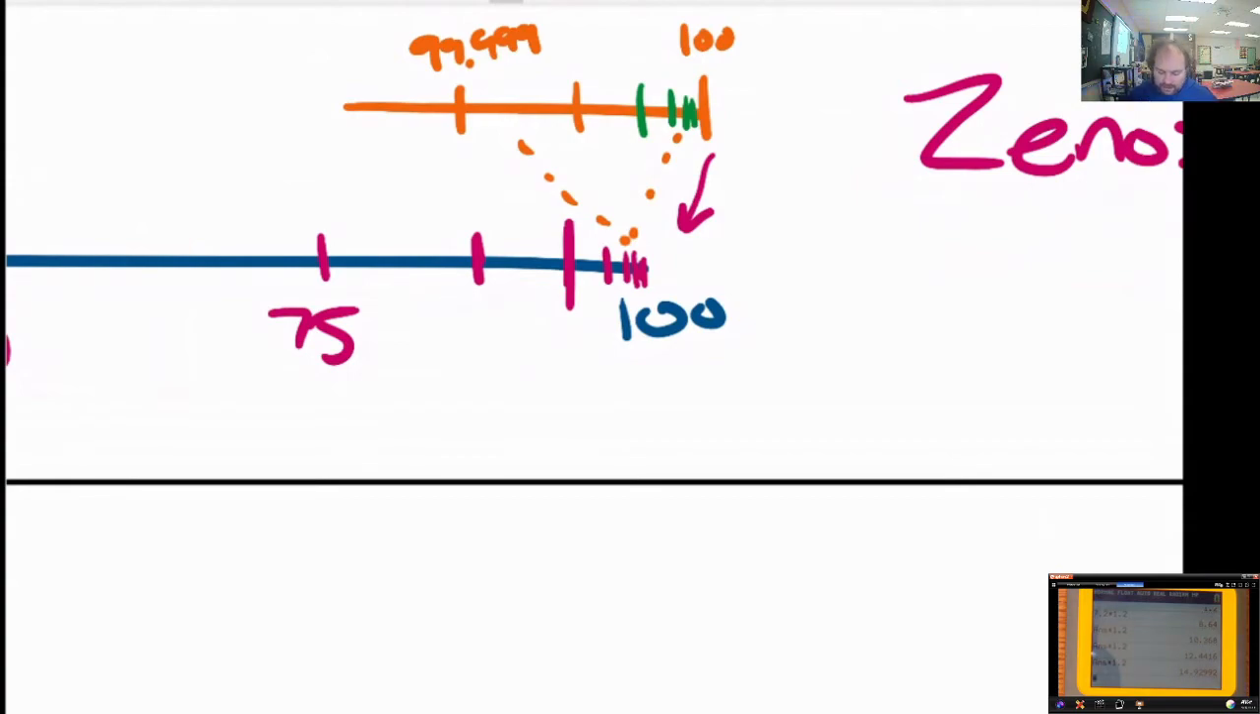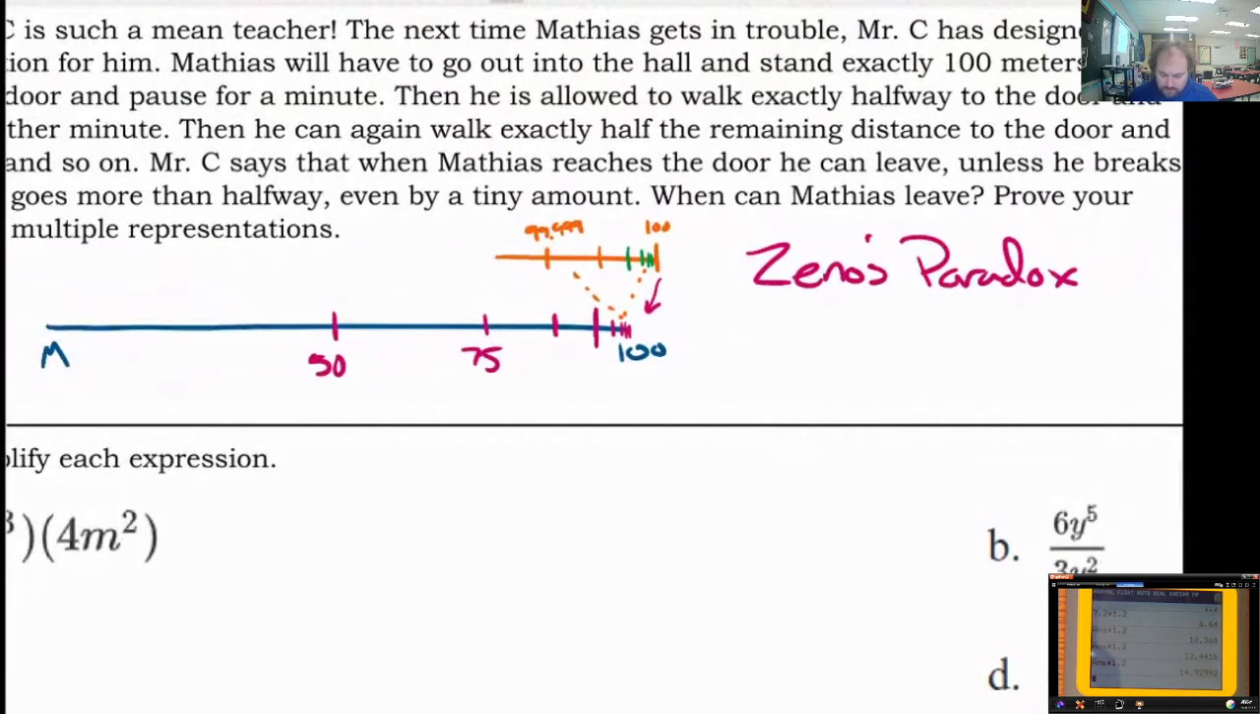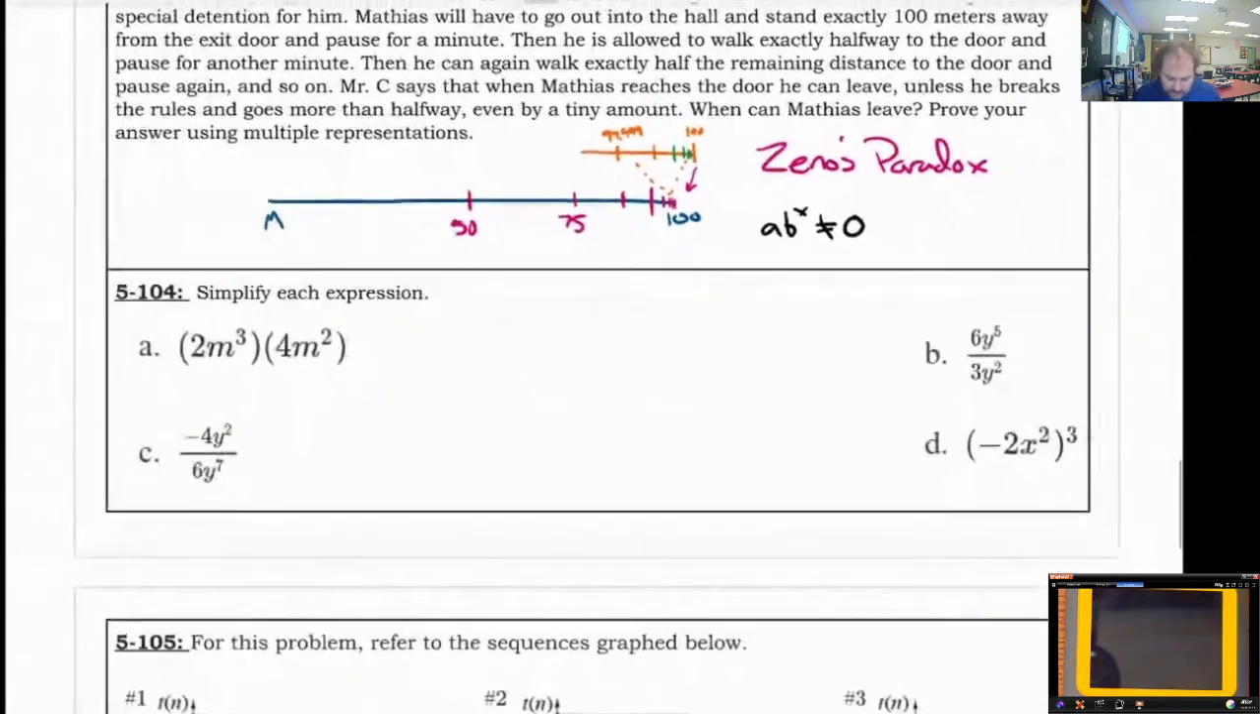But this is the thinking here. This is why a times b to the x power will never equal 0. But we'll talk about this a lot in class. You can never get to 0 by multiplying over and over again. You can't get there. Let's talk about some exponent rules.